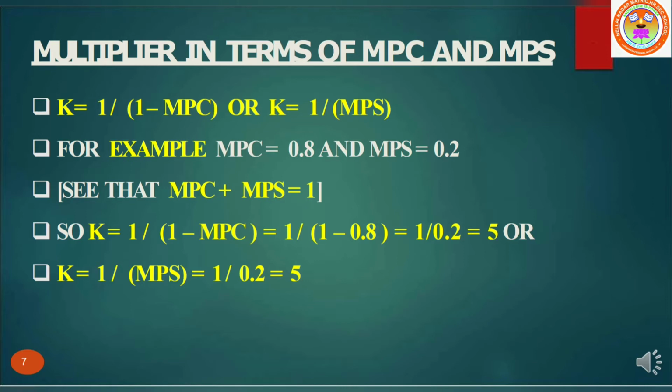At the same time, look here, the last one, K equal to 1 by MPS. 1 by MPS, how much? 0.2. So 1 by 0.2, what are we getting? 5. Same 5. That's why we are saying MPC plus MPS equal to 1.